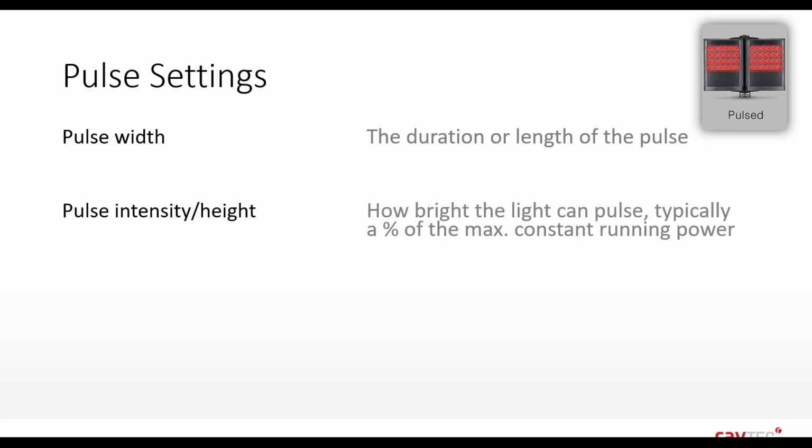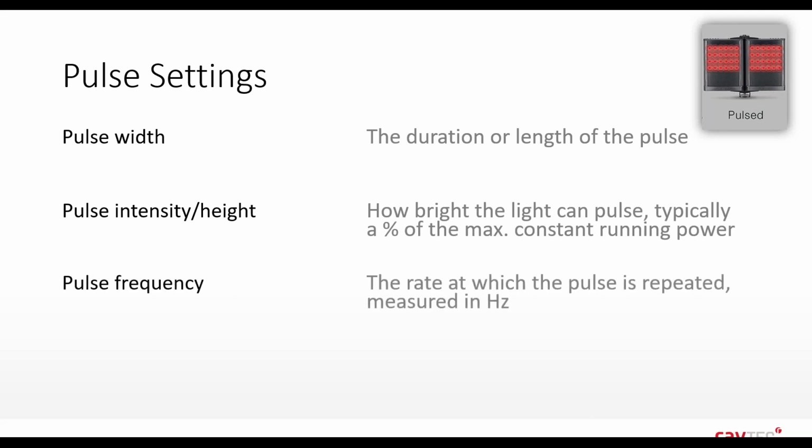Secondly, the pulse intensity or the height, i.e. how bright the light can be pulsed. And as we were saying earlier, this can deliver up to 5 times more light when compared to an equivalent constant light. And third, the frequency, i.e. how quickly can the light pulse, or the rate in which it can be repeated and measured, usually in hertz.